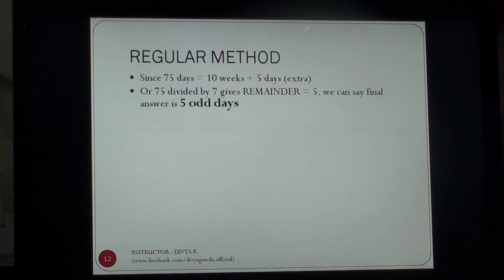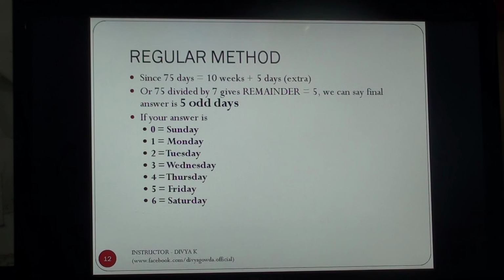And what you have to do with this number now? Suppose after doing so much of calculations, you end up with some number, and if that number is 0, that means that day was a Sunday. If that number is 1, that means that day was a Monday. 2 means Tuesday, 3 Wednesday, 4 Thursday, 5 Friday, 6 Saturday, and so on. Therefore, 15th August 1947 was a Friday, since we ended up with 5 odd days.